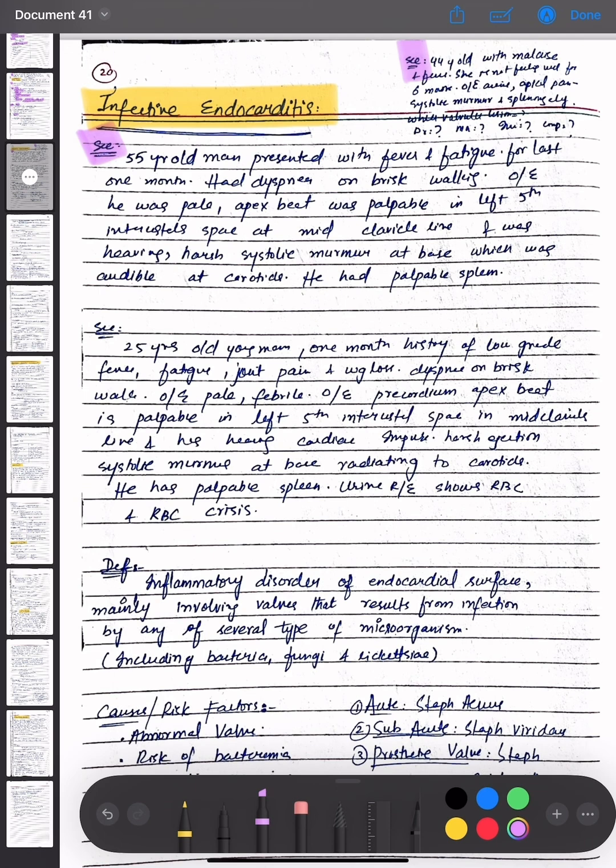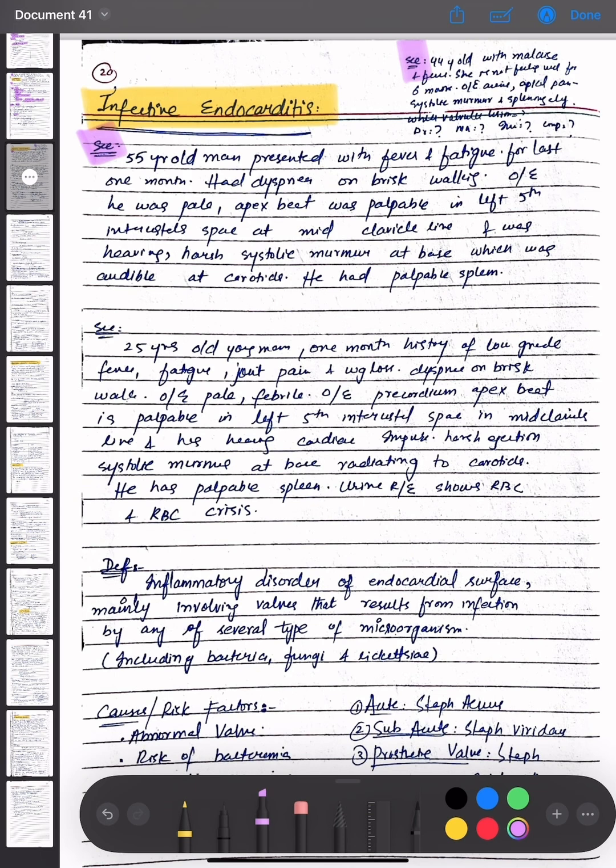He had a palpable spleen. Another scenario is a 44-year-old male with malaise and fever. He has not been feeling well for 6 months. On examination, an apical pansystolic murmur and splenomegaly are present. Which valvular lesion is present here? And what are the diagnosis, management, investigation, and complication options?